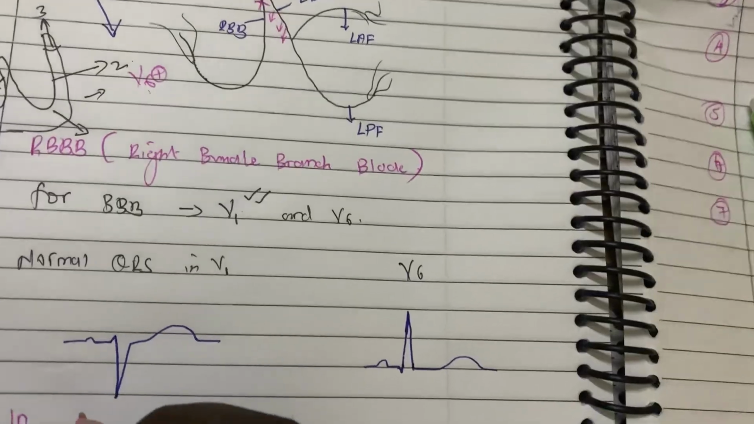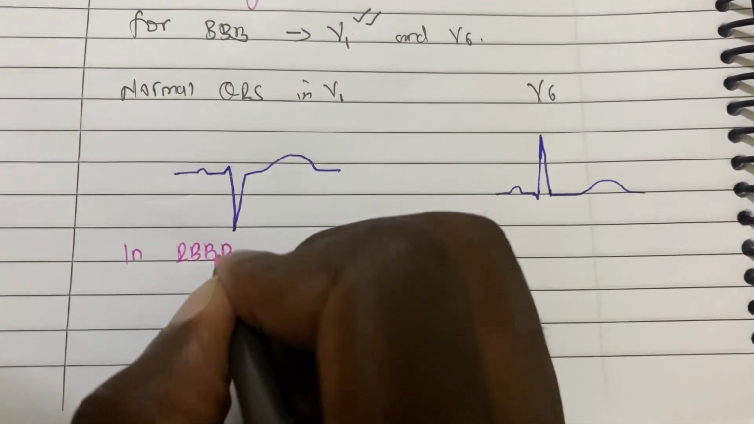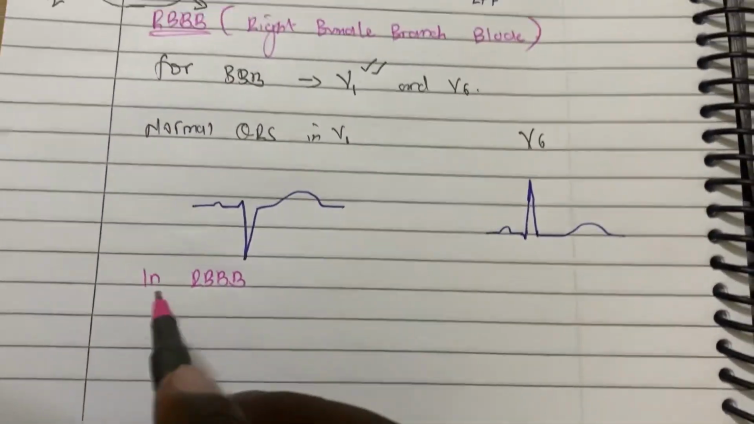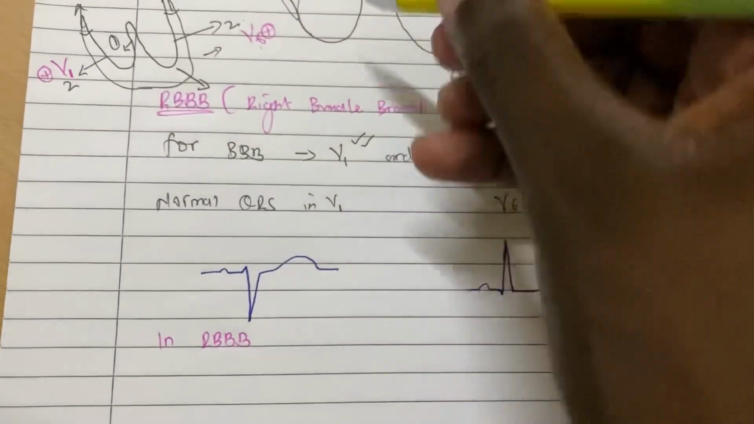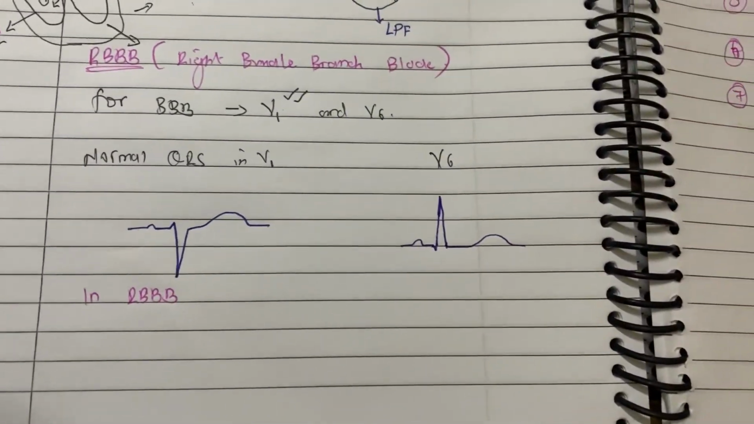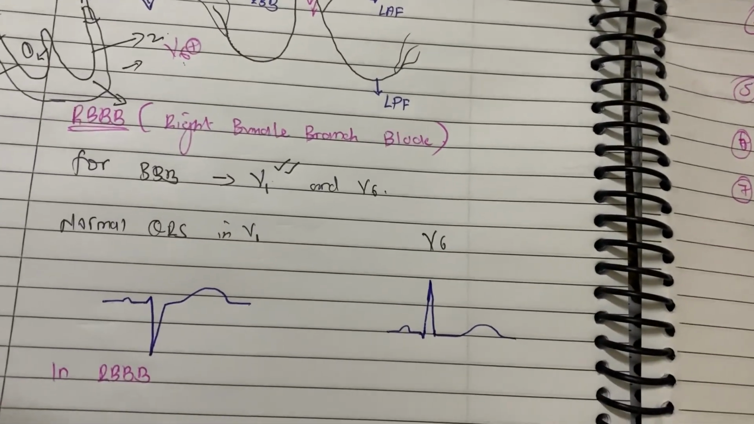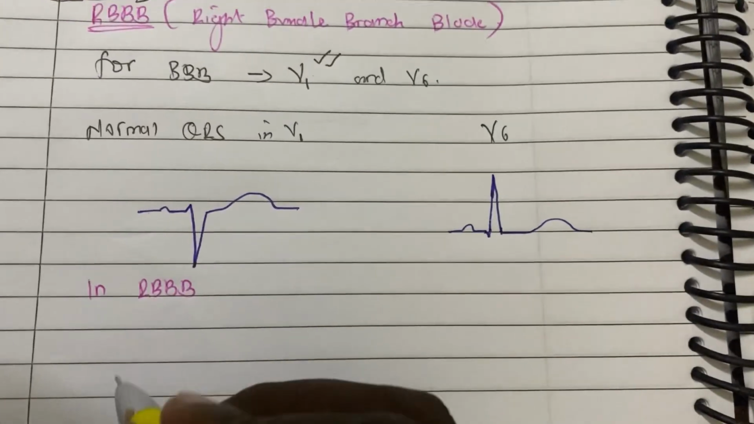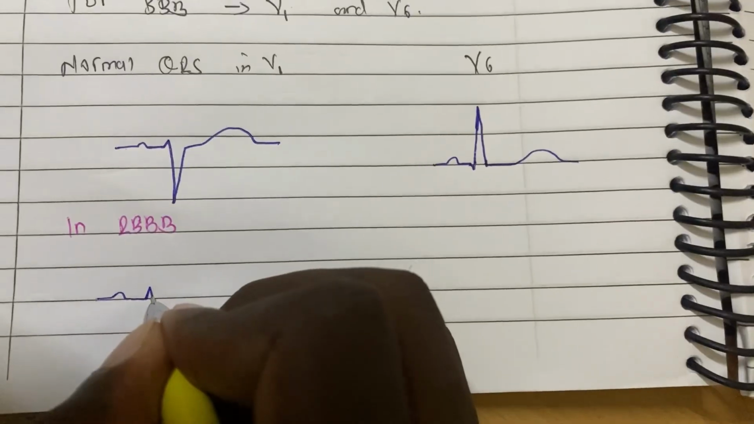So I'm writing in RBBB. That's what we are seeing for RBBB. So in RBBB, what do we expect? We expect phase 1 of ventricular depolarization, that is septal depolarization, to remain unchanged because it is depolarized by the left bundle branch. So we get the normal P and then still a small r.